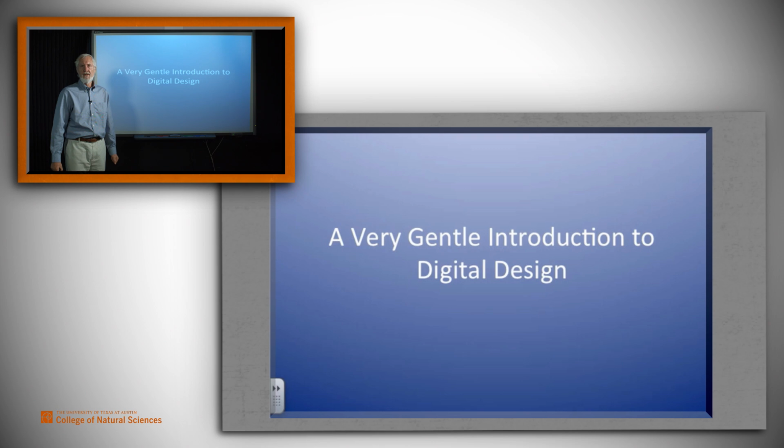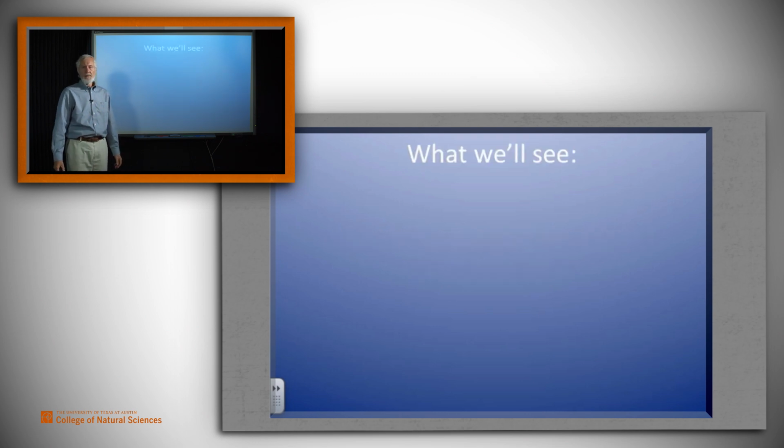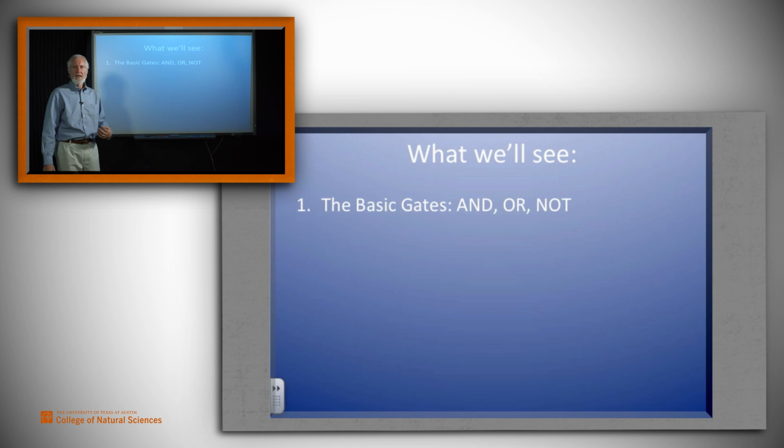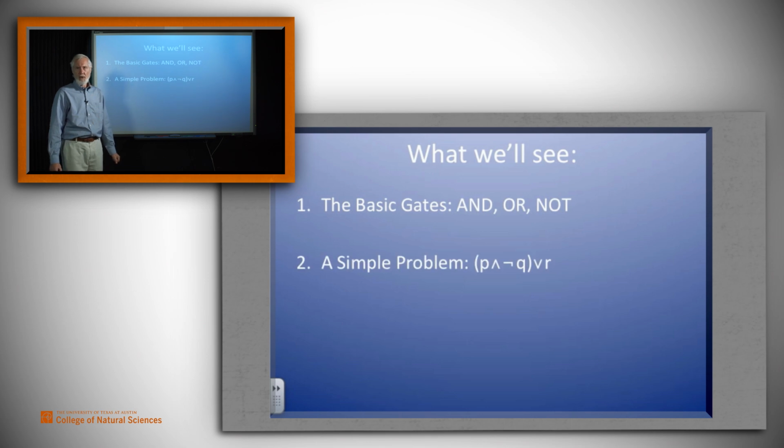I would like to take you through a very gentle introduction to digital design. We have seen in the past how logic can be used for explaining things and proving things in English. What we're going to see today is that that same sort of logic can be employed to build circuitry, to do things in digital design, to be used for computers. So, first thing we'll see today are three of the basic logical gates: AND, OR, and NOT. And then we'll employ those gates to build some circuitry for the expression P and (not Q) or R.